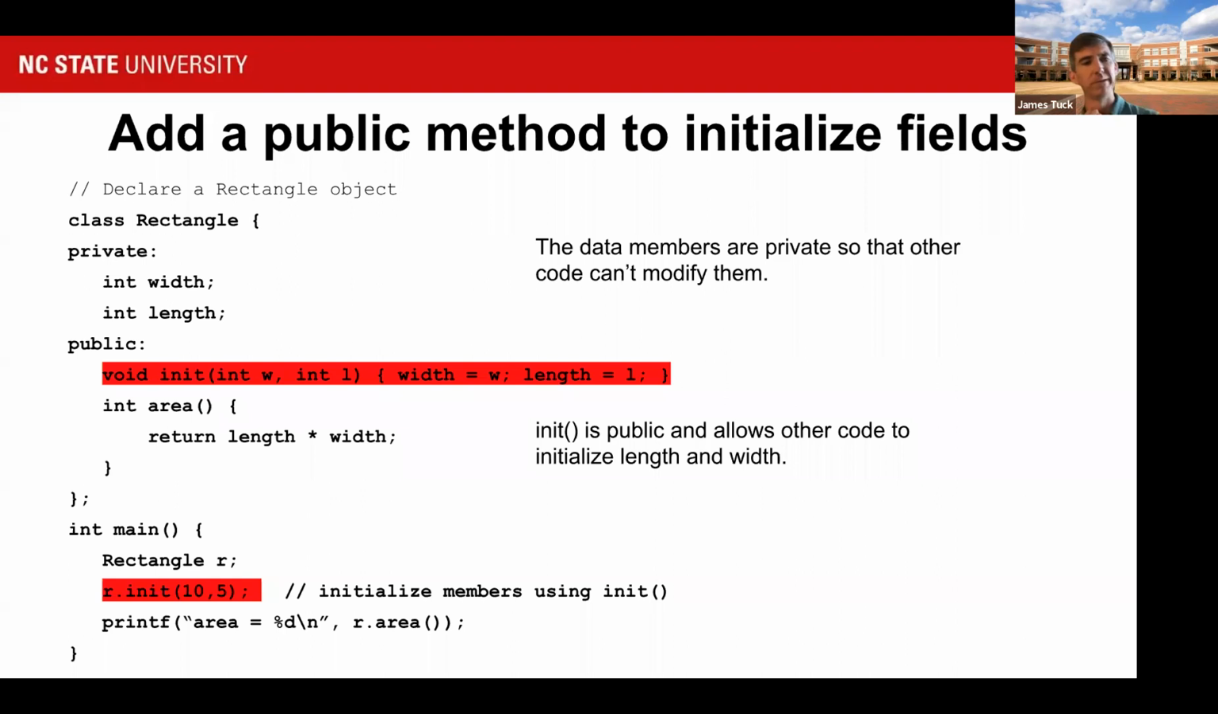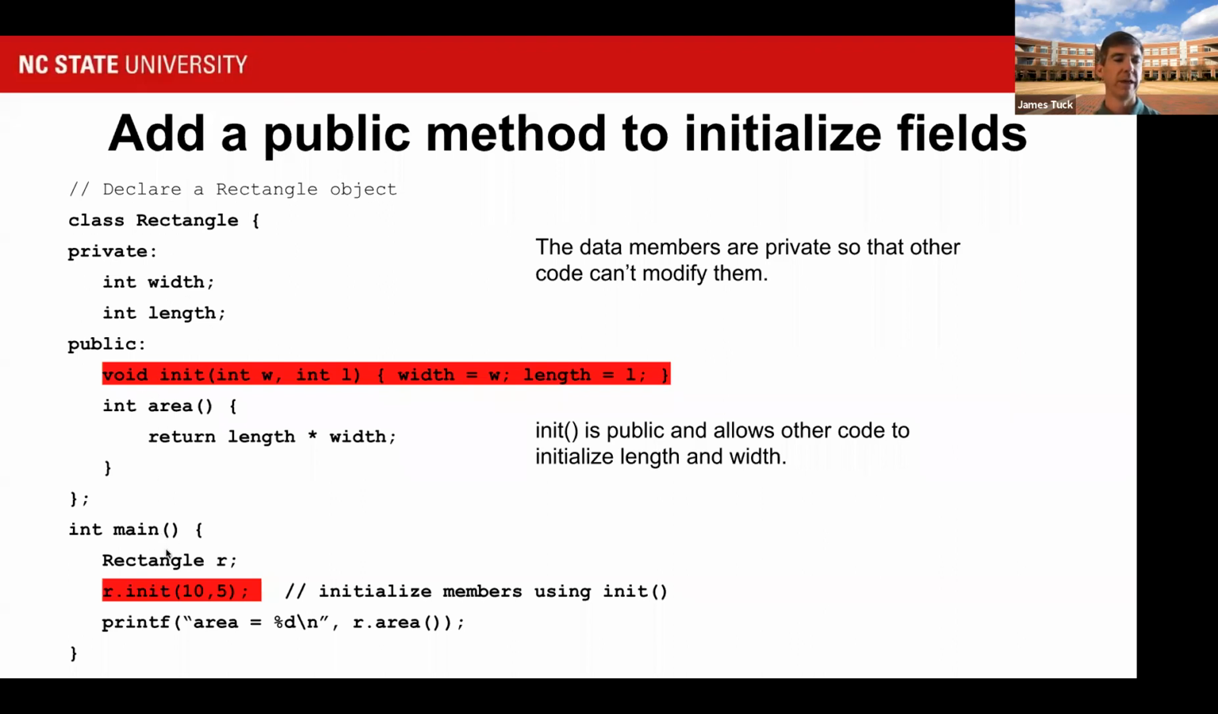So what I could do to help myself out is add another function into my class. And so let's add an init function, short for initialize, that'll take in an integer w and an integer l. And then inside this function, set my width field to w and my length field to l. Now I'm allowed this because init is part of the class. And since init is a method in the class, it's allowed to access fields in the class, even the ones that are private. And so I can ask this init function to do the initialization for me.